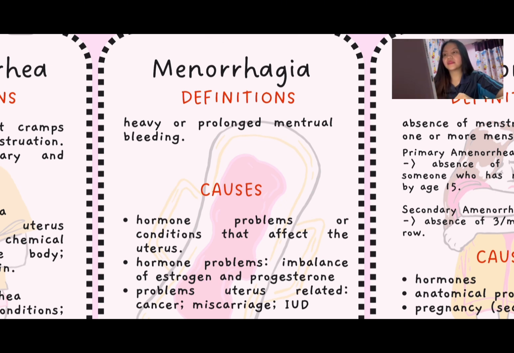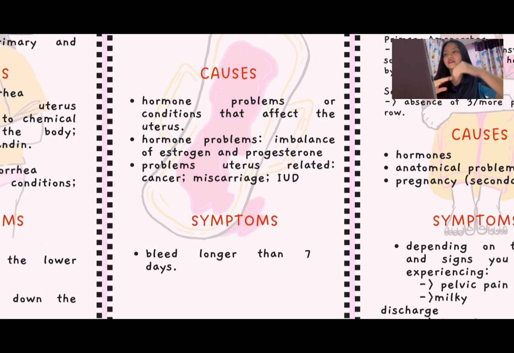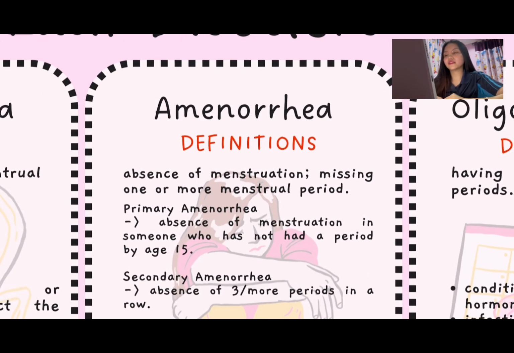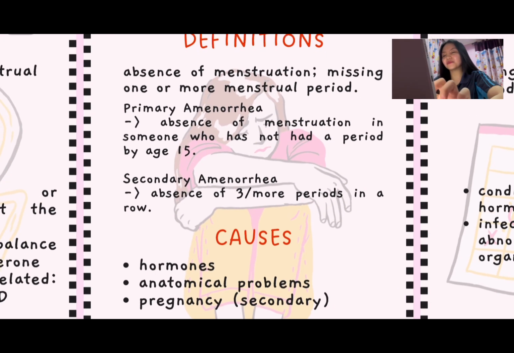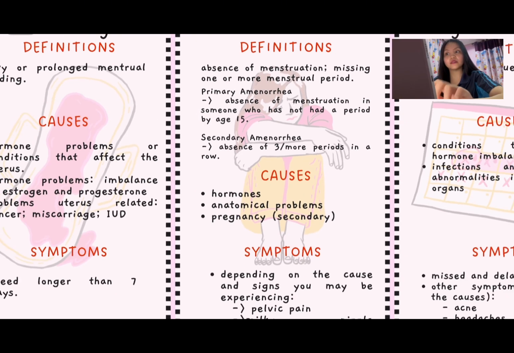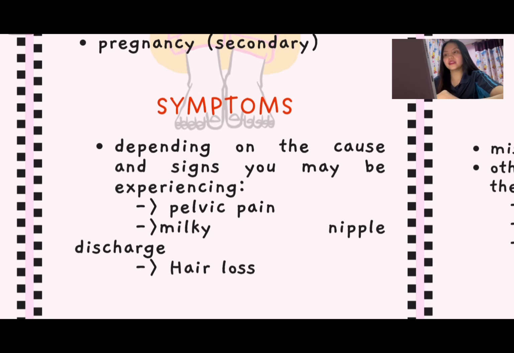Next is amenorrhea. Amenorrhea is the absence of menstruation, or in other words, the missing of one or more menstrual periods. There are 2 types of amenorrhea. The first one is primary amenorrhea, which is the absence of menstruation in someone who has not had a period by age 15. And next is secondary amenorrhea, which is the absence of 3 or more periods in a row. Amenorrhea can be due to hormones, anatomical problems, and pregnancy for secondary amenorrhea. And the symptoms, depending on the causes, can be pelvic pain, milky nipple discharge, and hair loss.